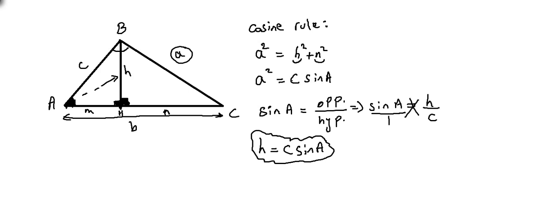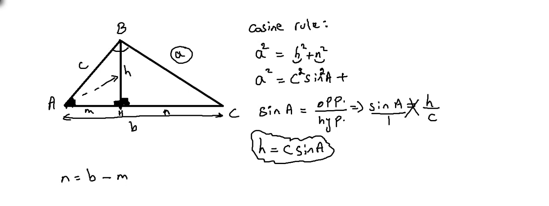I substitute it here instead of H, C sine A. But we don't have H, we have H squared, so it's C squared sine square A. Plus, I need to find what N is now. That's nice. What is N? N simply is all of B, subtract from it M. It's B minus M. This means I should know what M is.